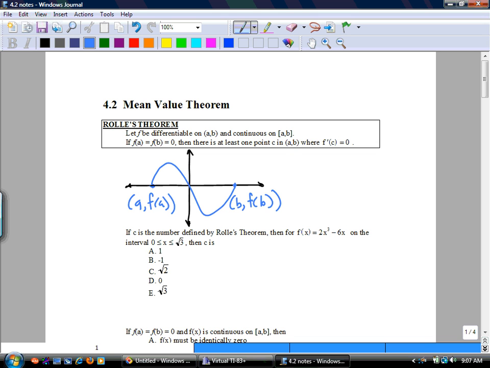So what Rolle's theorem says is there is at least one point C somewhere between A and B where the slope is 0. So what I would like you to do is to take your ruler, make it have a slope of 0, and slide it up and down to find those points C. Just put a little dot where that happens.